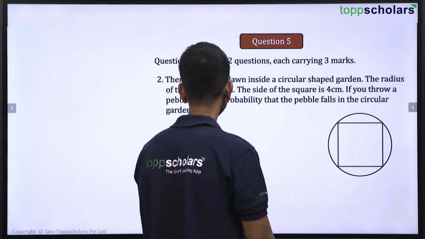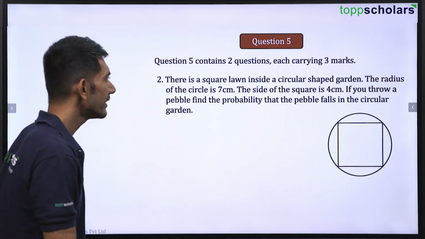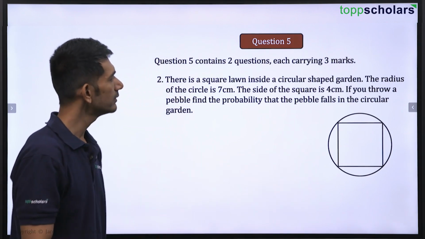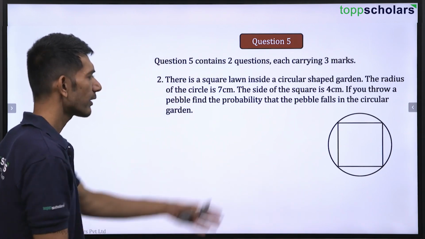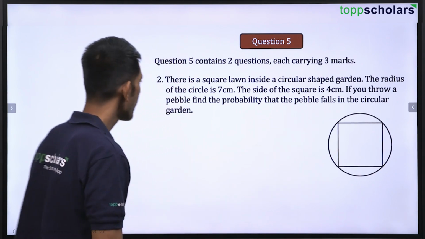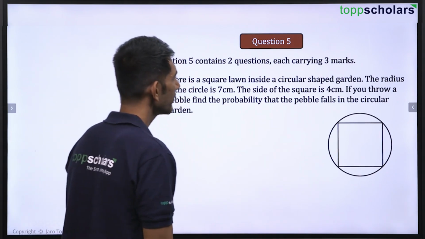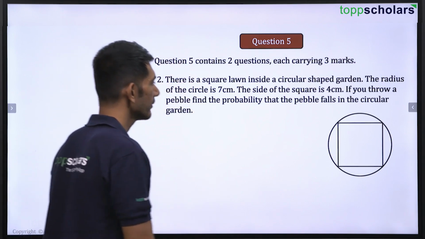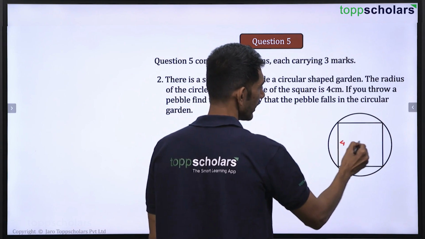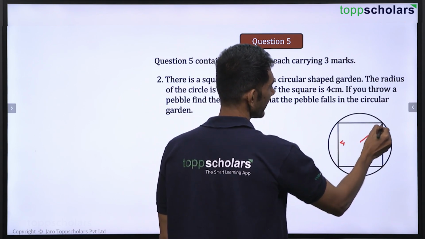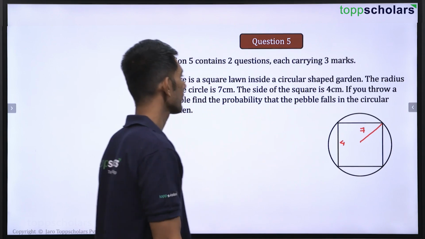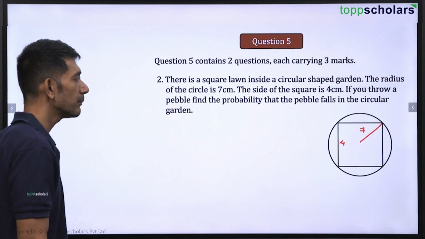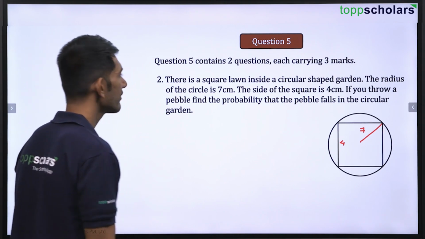Okay, let's have a look at a new question. One last question. It says, there is a square lawn inside a circular shaped garden. So we have a circular shaped garden, and inside that there is a square lawn. The radius of the circle is 7 centimeter. The side of the square is 4 centimeter. If you throw a pebble, find the probability that the pebble falls in the circular garden region.